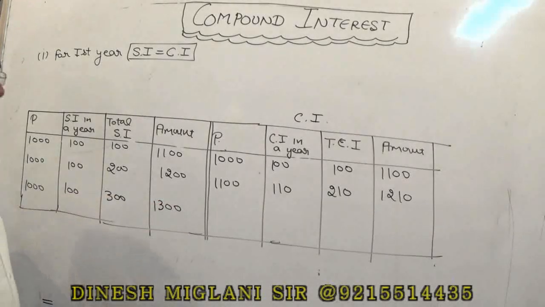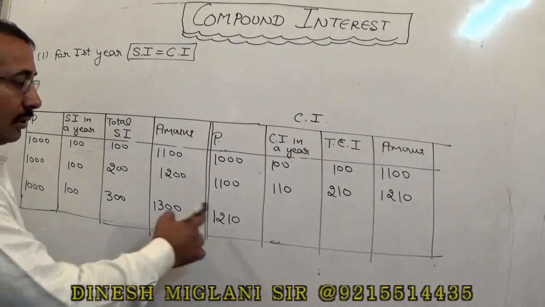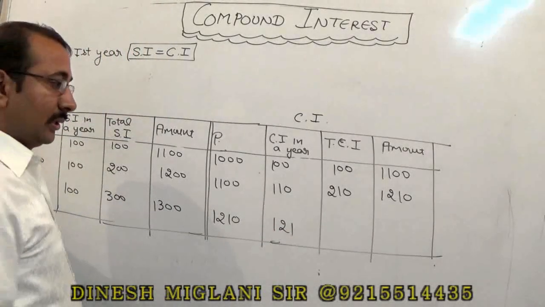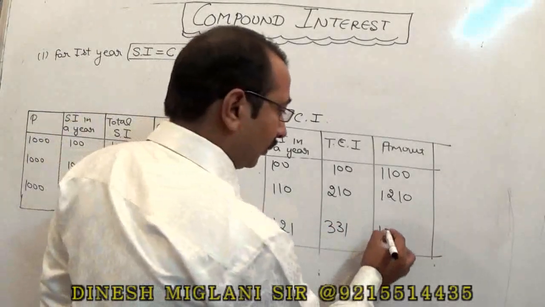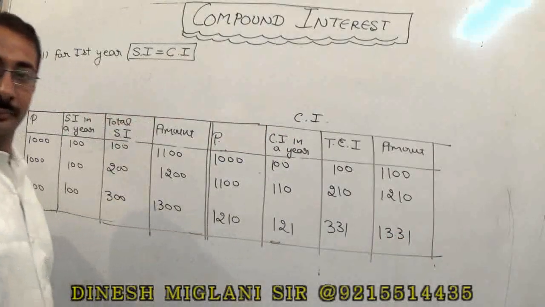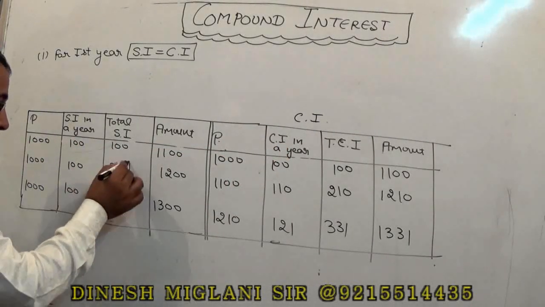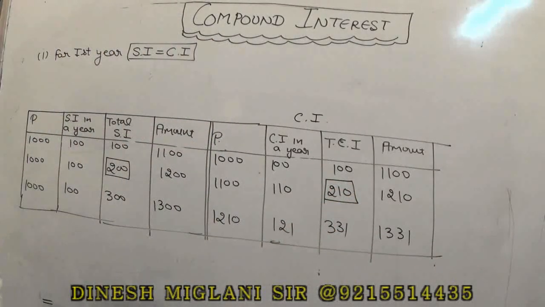Now for the third year, my amount becomes 1210. I get 10% interest of it, that is 121. Total compound interest in 3 years is 210 plus 121, 331, and my amount is 1331. What I have seen here is where the difference starts between SI and CI. For the first year that is same, from the second year my total simple interest was 200 in 2 years, but my total compound interest in 2 years was 210. The difference is rupees 10, right?